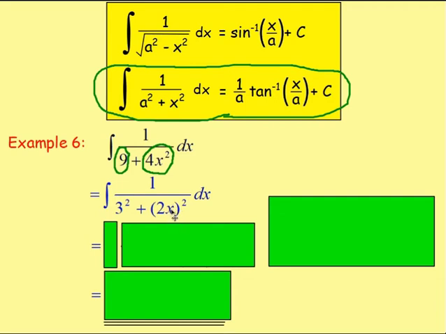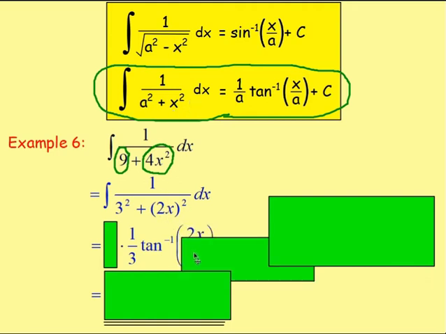Perfect. So for this one here, we have 1 over a. A in this case is going to be 3. So we've got 1 over 3. We then have tan to the minus 1. And then x over a. Well, in this case, it's not just x squared. It's 2x squared. So it'll be 2x over. Good. 2x over 3. Perfect. And then plus c. However, once again, x has been replaced by 2x.